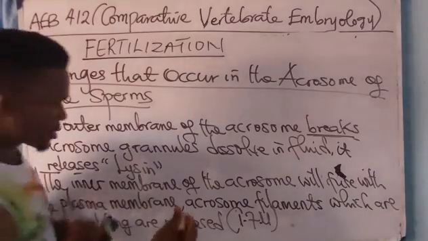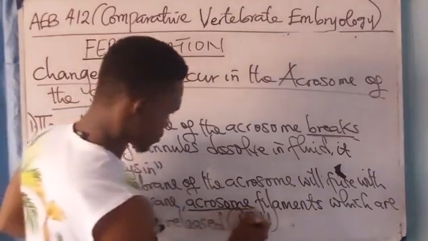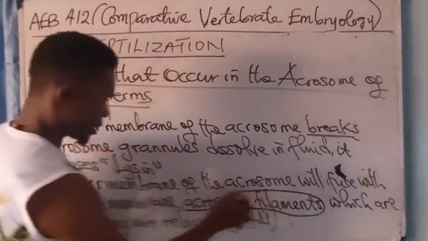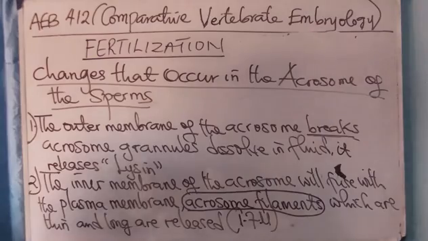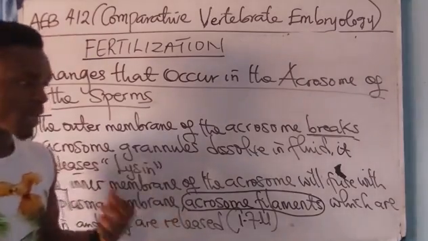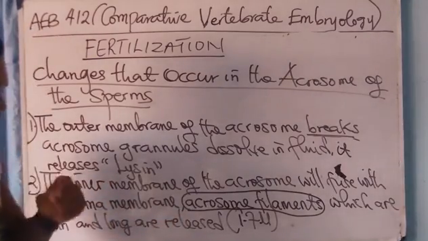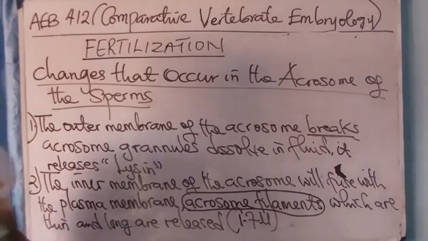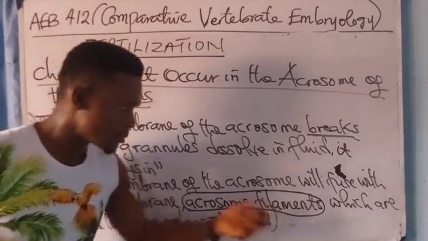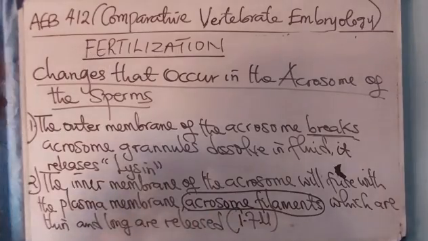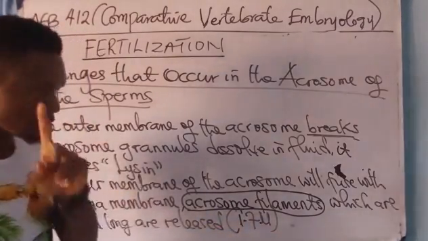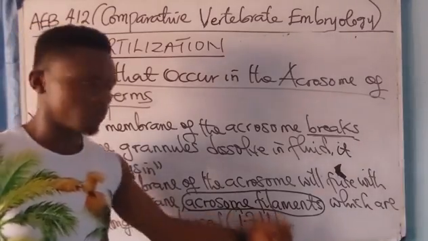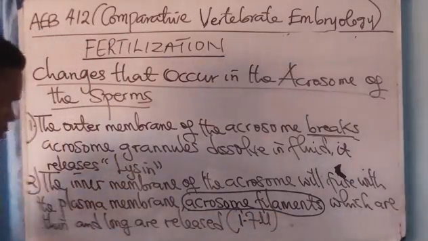Now look at this. Acrosome filaments released show that the sperm has been activated. An activated sperm has the ability to now pass through a given egg, however strong that egg may be. As soon as this acrosome filament is released, it passes through easily, but the eggs of mammals do not have this acrosome filament. Take note of that.